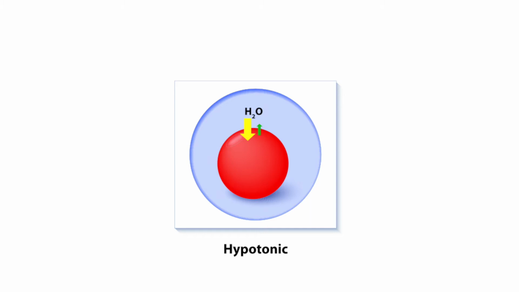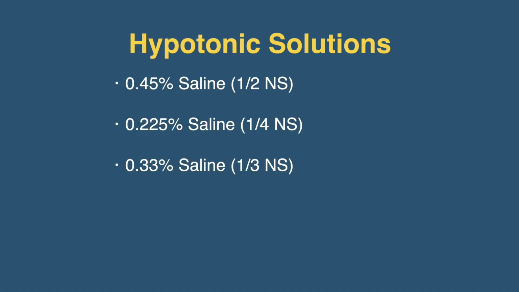This will cause cell swelling, which can cause the cell to burst, or lysis. This would be considered an adverse effect, and we do want to watch out for that. Some hypotonic solutions include 0.45% saline, which is also known as half NS, 0.225% saline, quarter NS, and 0.33% saline, one-third NS.